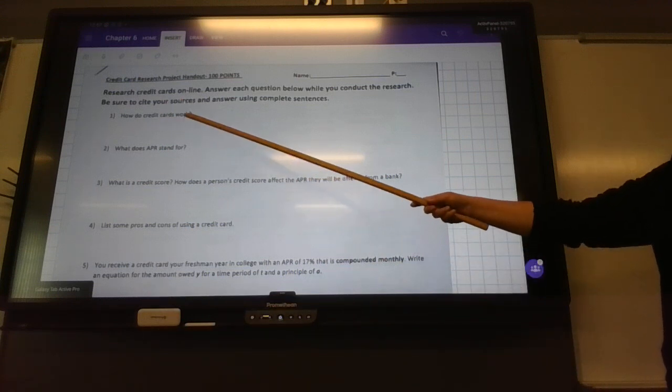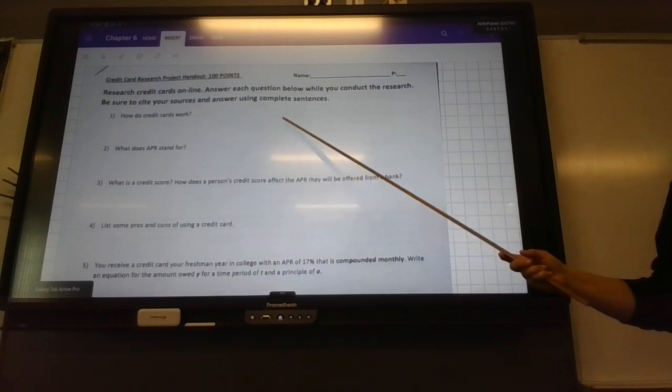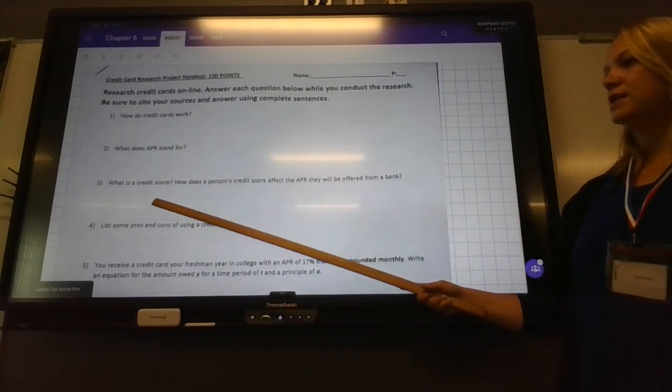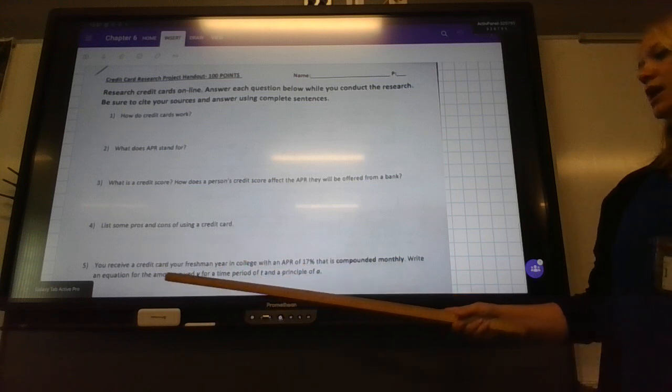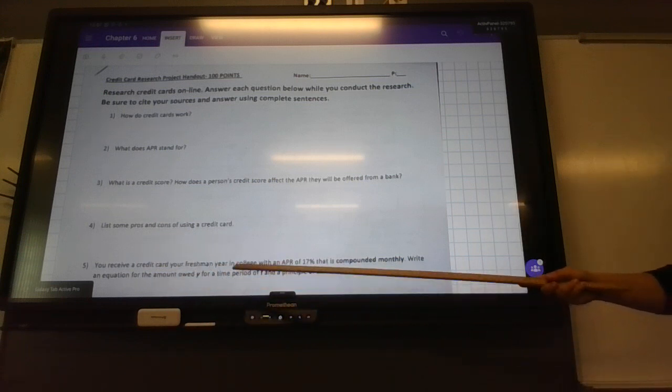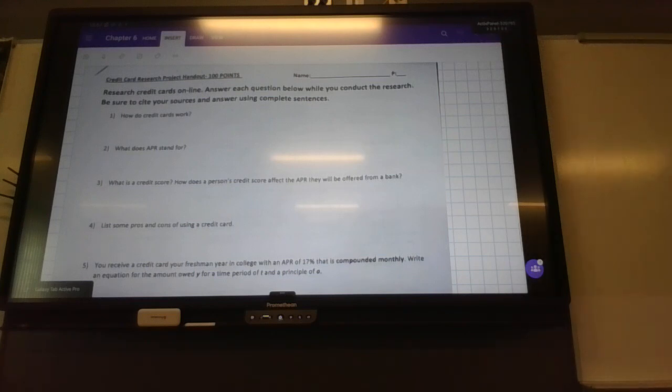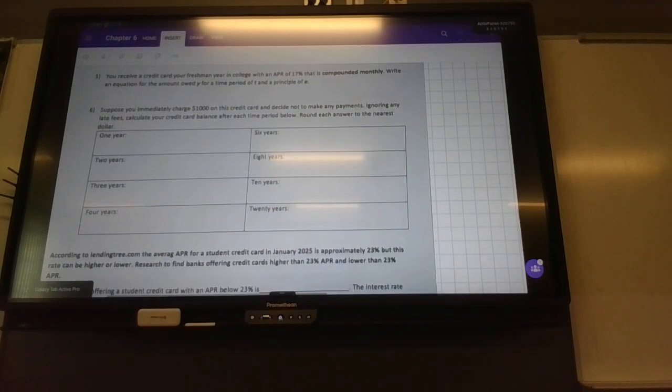You might even know how credit cards work, so you could just answer that from memory if you want. What does APR stand for? What is a credit score? Pros and cons. And then we're going to get into some math. You receive a credit card freshman year with a 17% interest rate. It's actually the same as the situation for Bellwart. You charge $1,000 on it. How much will you owe for each of these years?